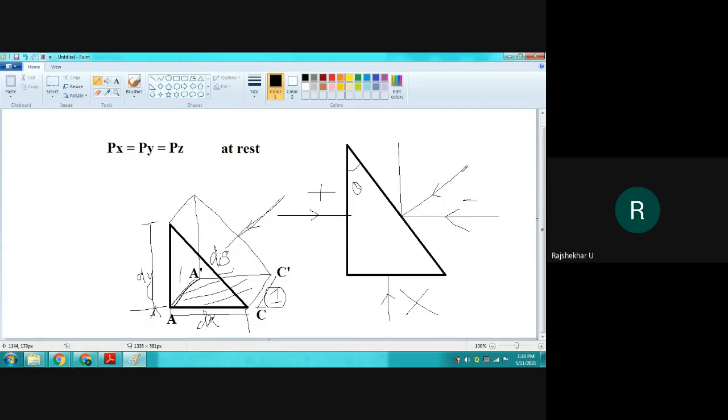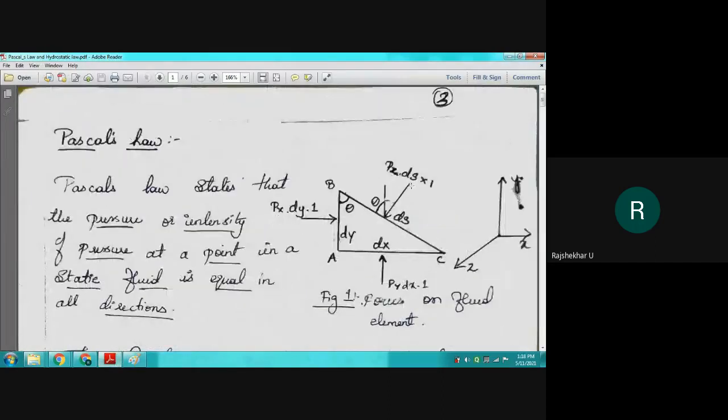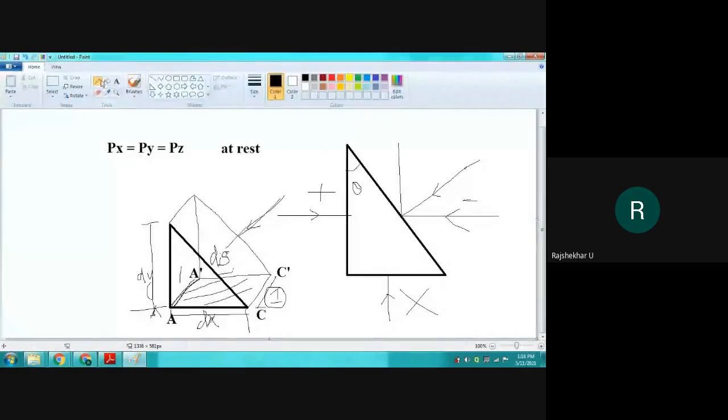So if I know this force, which we have already defined, what is this force acting? We'll take it directly from the figure: Pz, and area ds into 1. We can neglect the 1, so it is Pz into ds. But this is actually not in x direction. This is at some angle. Now this angle is theta.